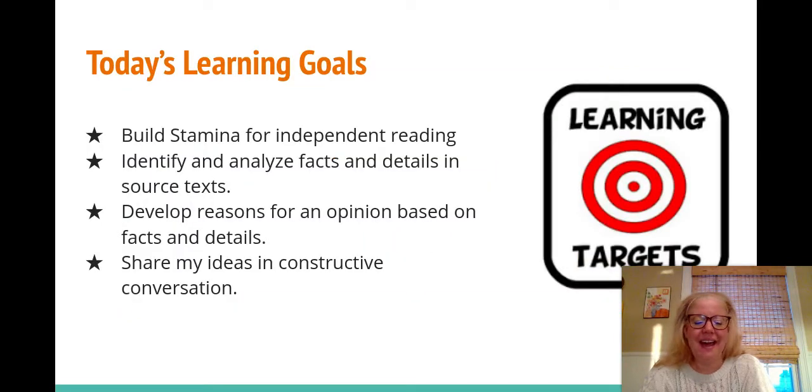Okay, today our learning goals are to build stamina for independent reading, identify and analyze facts and details in source texts, develop reasons for an opinion based on facts and details, and share our ideas in constructive conversation. Now, that part we really won't be able to do because we're not able to have a conversation. But if we were in school or if we were live, we would be sharing those ideas. So just keep that in the back of your mind as we go through.